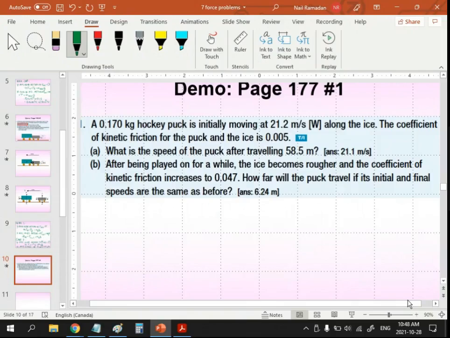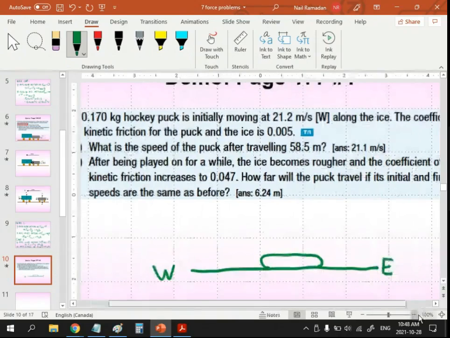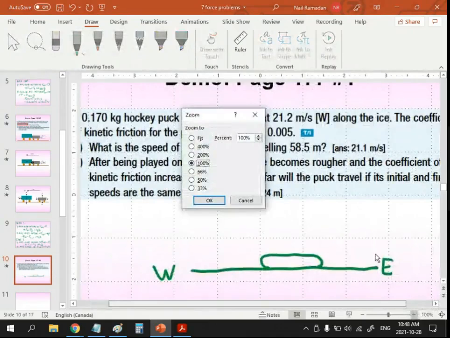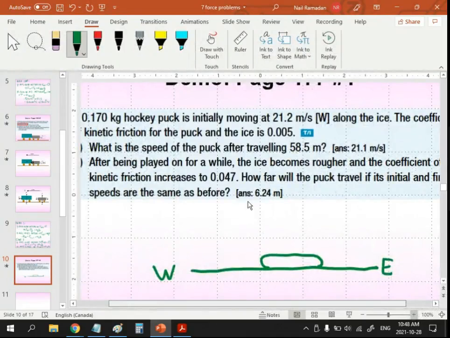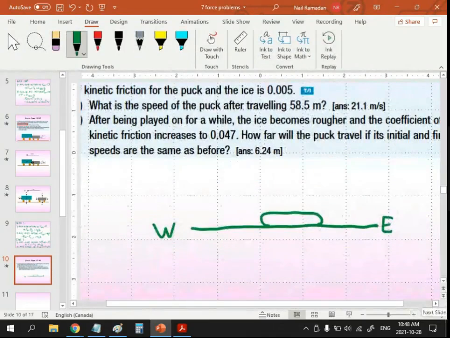Come on. By the way, you do have a box being pushed in your assignment with friction. So it's similar to this one. All right. FBD, everyone. Here's my surface. And here is my puck. And here is west. And here is east. Can someone tell me what's the first force on the puck? I mean, of course. Thank you. Gravity. Go ahead.